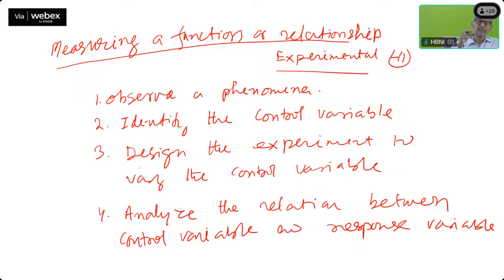And then any difference I see, I find some physics. What is the reason why there is a difference? Or if it is matching, then you can say, okay, because of this, it is like this. So most of our research is around this type of research design, measuring a function or a relationship. Next.